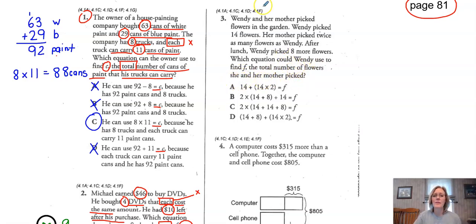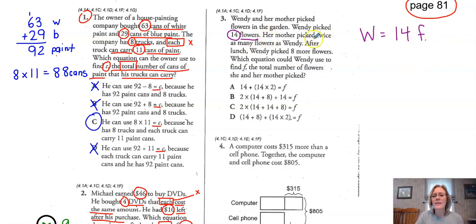Well, let's come back up here and let's do some circling. Okay, so I'm going to pick up a different color of marker. All right, and it says Wendy and her mother picked flowers in the garden. That's just information. Wendy picked 14 flowers. When you have a list of people doing things, it's always good to keep track of what they're doing. So we're going to say Wendy equals 14. And we're going to need to remember those are flowers. So I'm just going to put an F by it. So she picked 14 flowers.